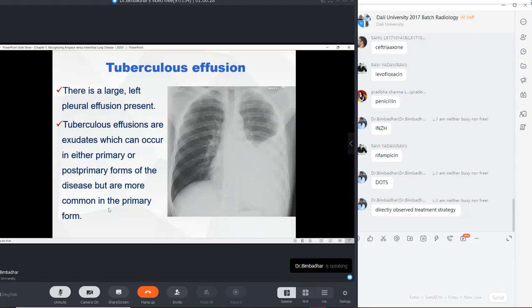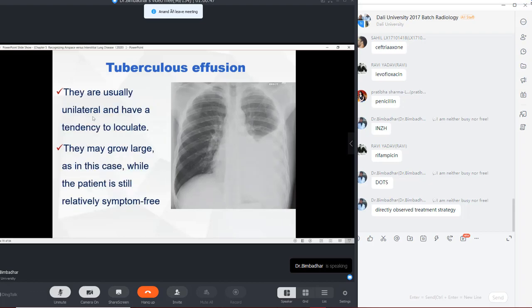If you read about the pathophysiology of tuberculosis, you will understand why there is an effusion. But radiologically, just remember how primary tuberculosis manifests. Sometimes it can also produce a tuberculous effusion. You see here, they are usually unilateral and they tend to loculate.